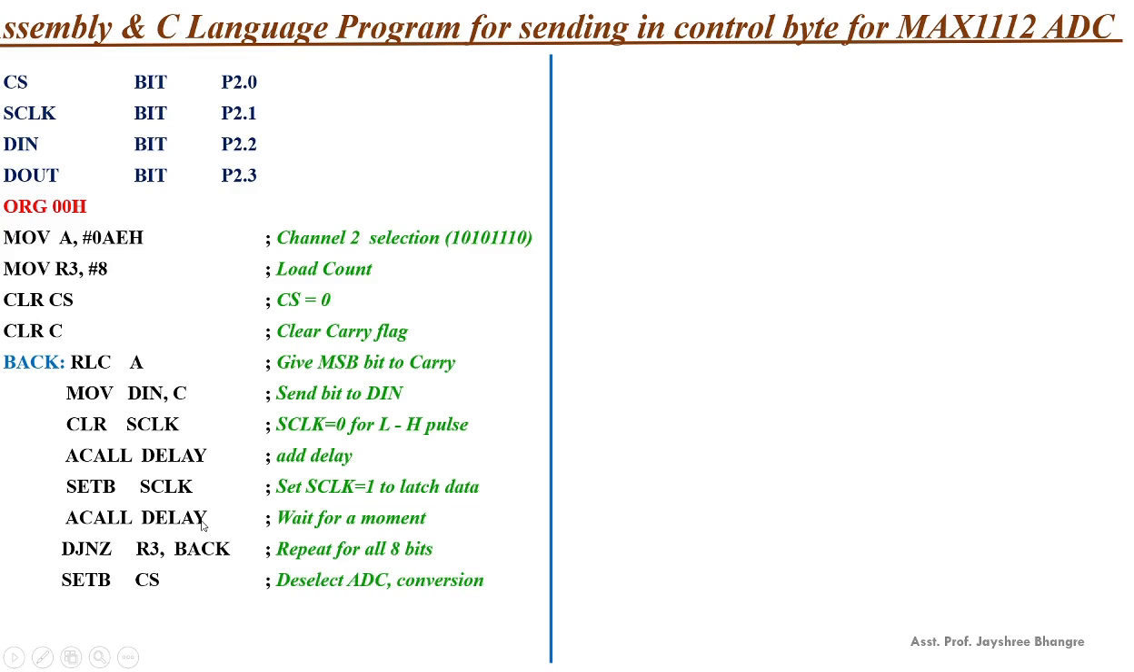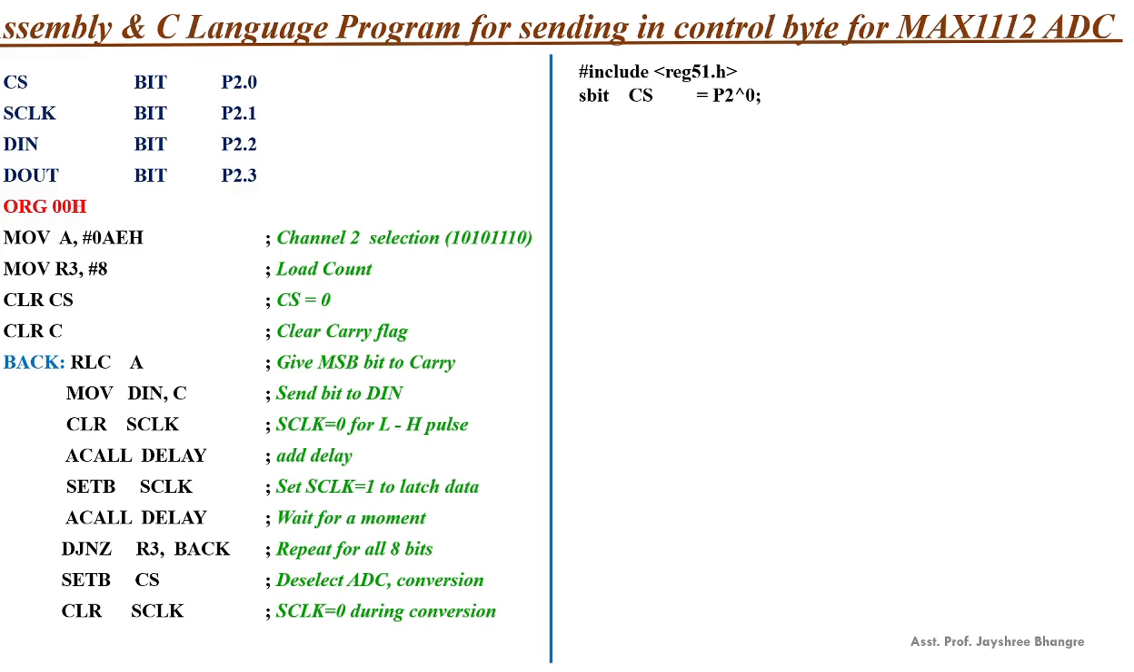So after sending all the 8 bits, when this R3 becomes 0, it will come here. So this will set bit CS. So this deselects the ADC for conversion. So it deactivates the ADC chip using the instruction SETB CS. And now here, clear SCLK. So it must be 0 during the conversion. So this is the assembly language program, and here is the C language program to send the control byte.